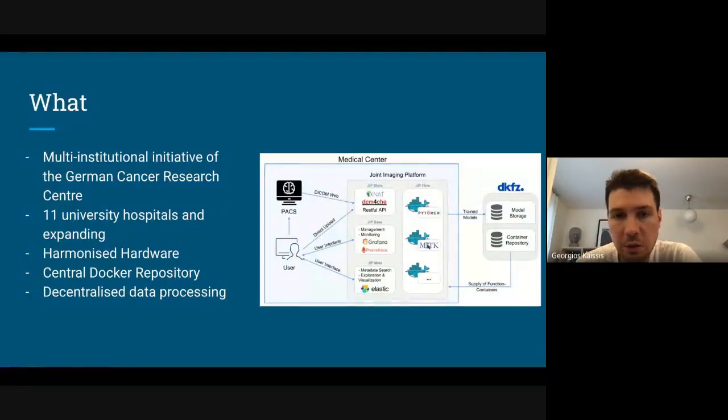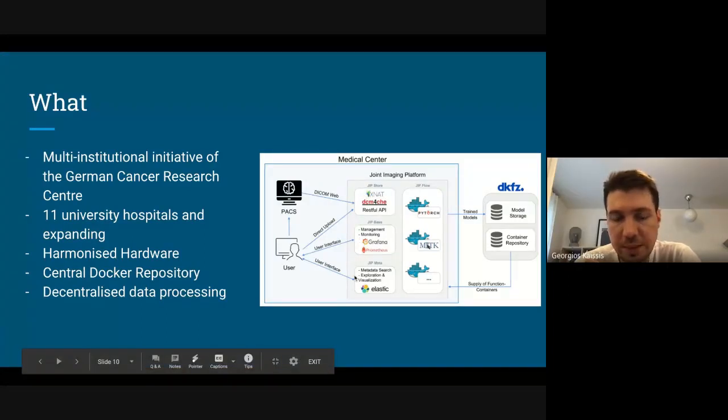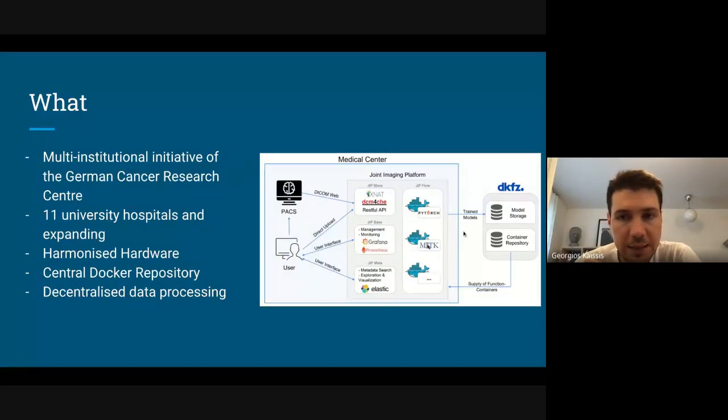The whole stack consists of a DICOM server, XNAT. There's a lot of monitoring, Grafana, Prometheus and so on, and then there's metadata, Elasticsearch and everything. The idea is that people can actually upload models to the central registry, and the local nodes can download them and test them or use them for their own development.